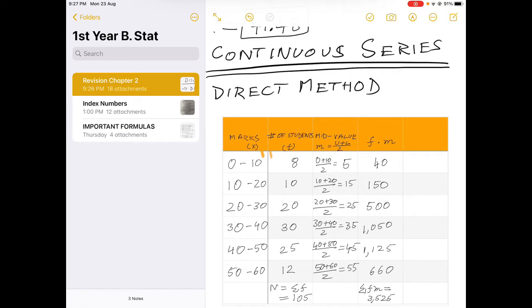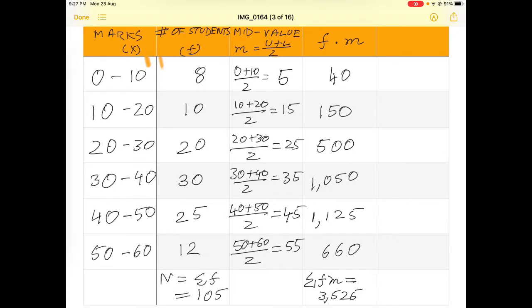So a continuous series is a type of data set where we have the data set X, that is, you have class intervals 0 to 10, 10 to 20, 20 to 30, 30 to 40, 40 to 50, 50 to 60. So we do not know the exact value, but we know that it was between the lower limit of 0 and upper limit of 10, or between the lower limit of 10 and upper limit of 20. So the lower limit is included in the class interval and the upper limit is not included in the class interval. That means a student who scores 10 will fall in the second class interval and not the first class interval.